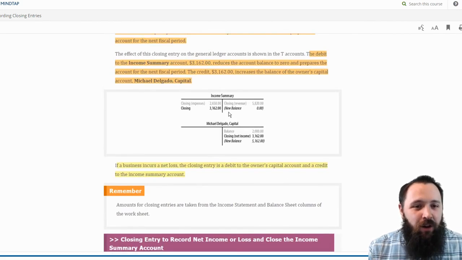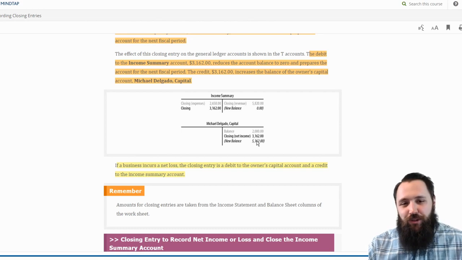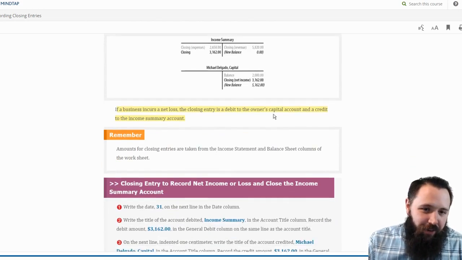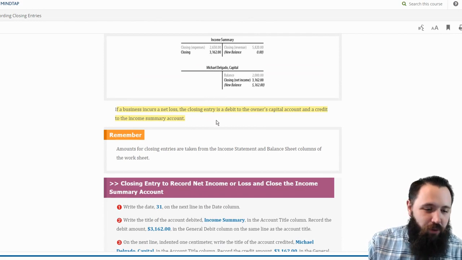So you can see now income summary has a new balance of zero. Michael Delgado's capital is going to be increased by 3,162. Looks like it already had a balance of 2,000, so the new balance is 5,162. It says here if it was a net loss, it'd be a debit to owner's equity or owner's capital.